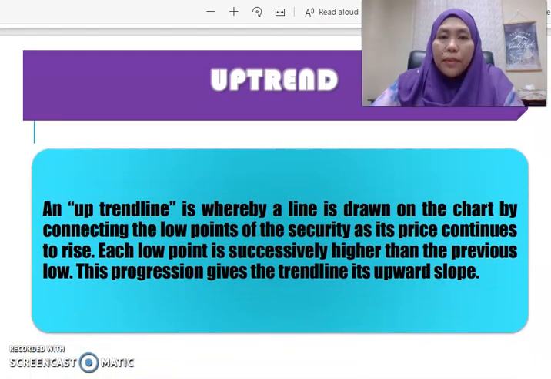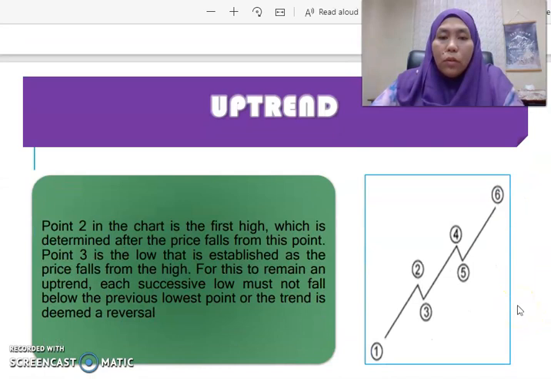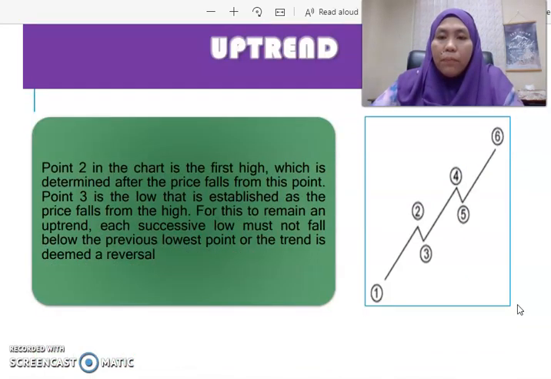Okay, first I will explain about the uptrend line. So an uptrend line is whereby a line is drawn on the chart by connecting at least two low points. Okay, each low point should be higher than the previous low point. This progression gives the trend line an upward slope. Okay, let's look at the example here.